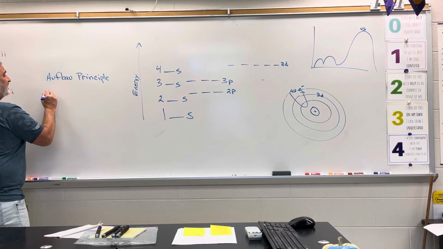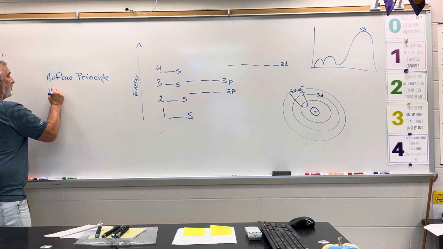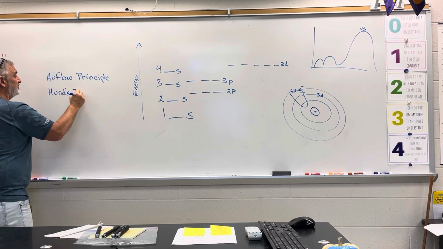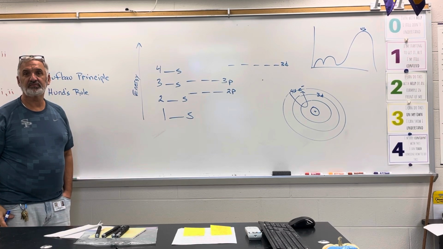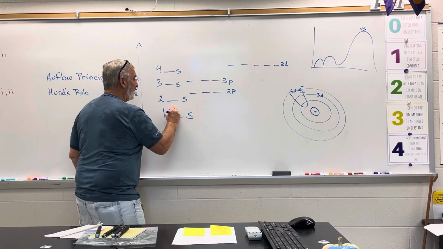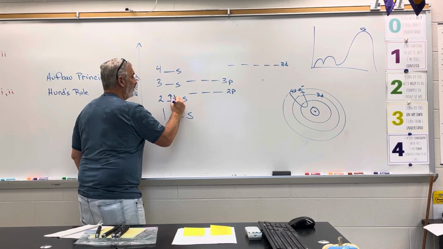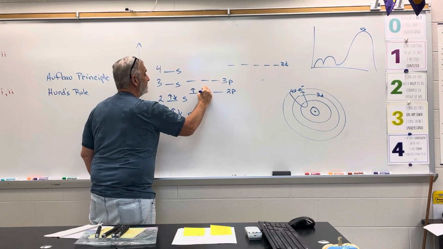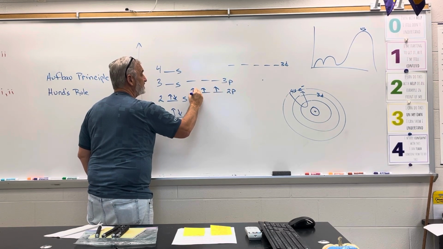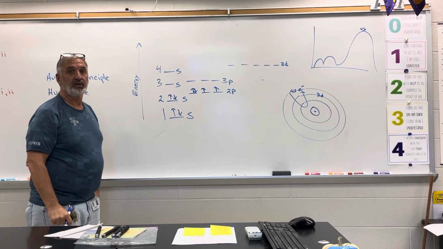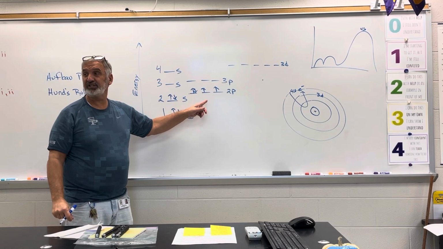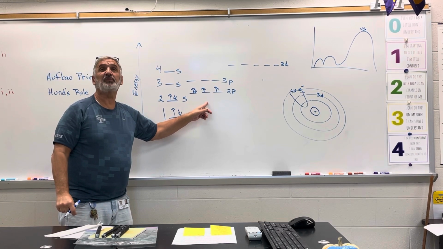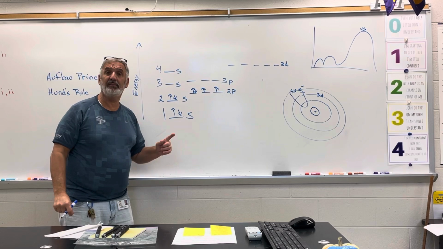The second principle is Hund's rule. What does Hund's rule say? The electrons all fill up singly first. So we're going to go 1, 2, 3, 4. Let's look at oxygen. 5, 6, 7. Then it begins to pair up at 8. Because of Hund's rule, we can explain why oxygen is paramagnetic.